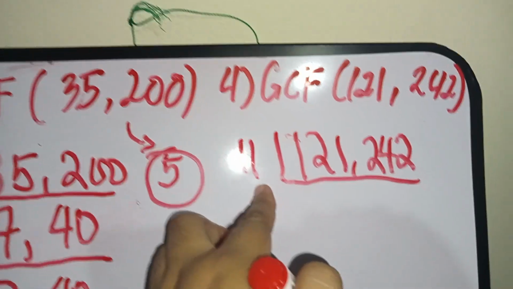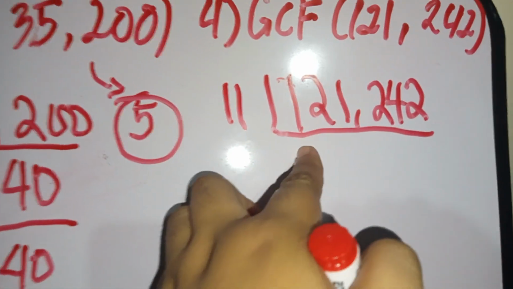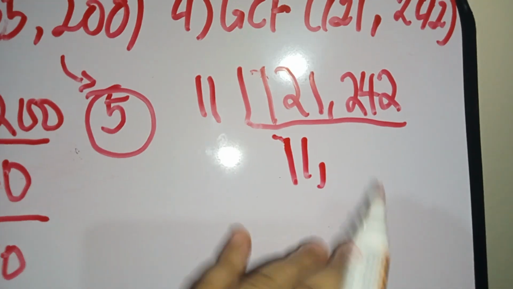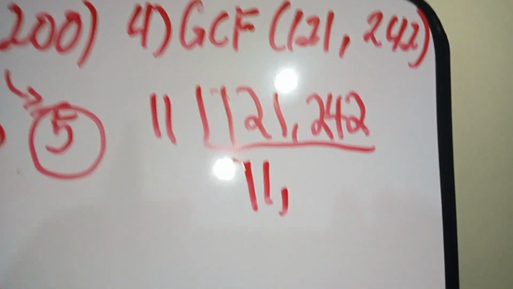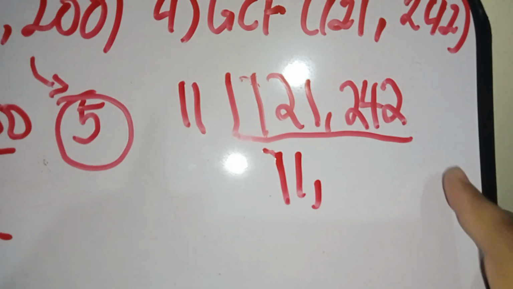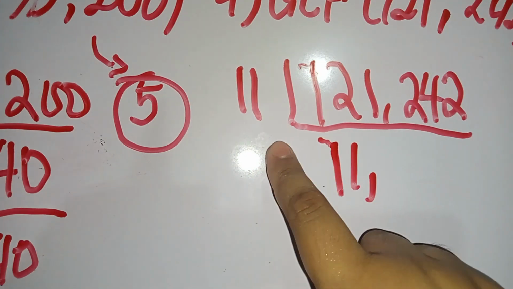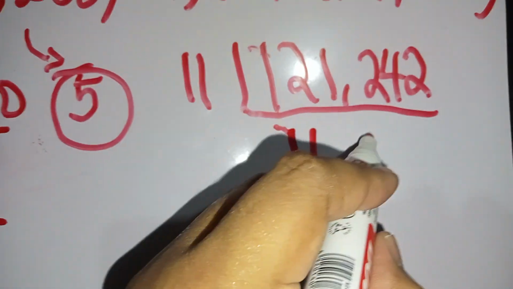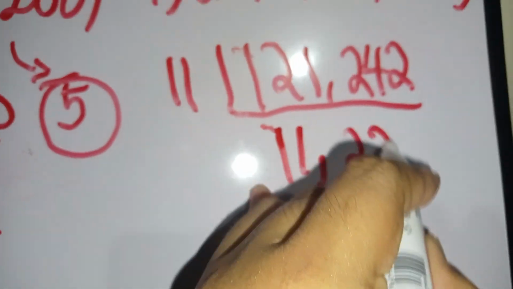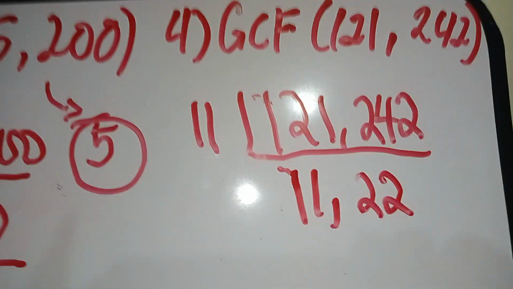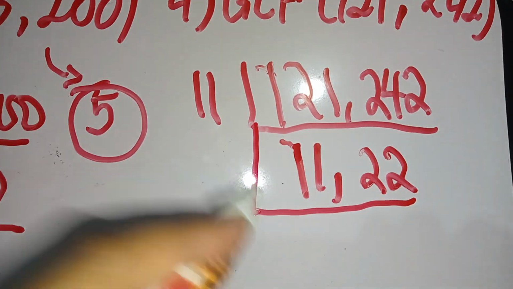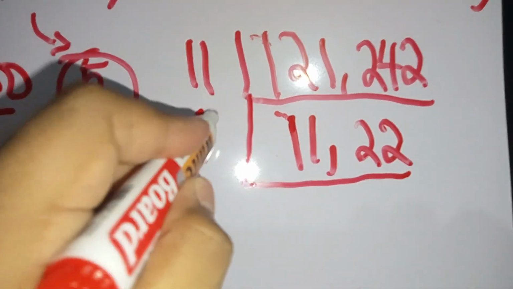So, 121 divided by 11 is 11. And 242 divided by 11, that will give you what? 22. So, as you can see, 22 and 11 are what? Multiples of 11. So, we divide again by 11.